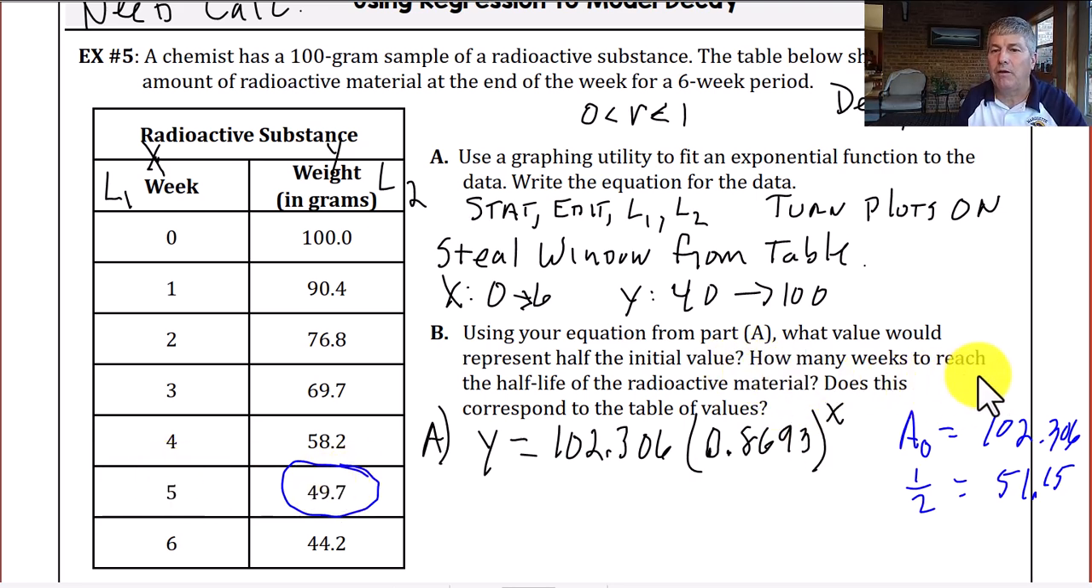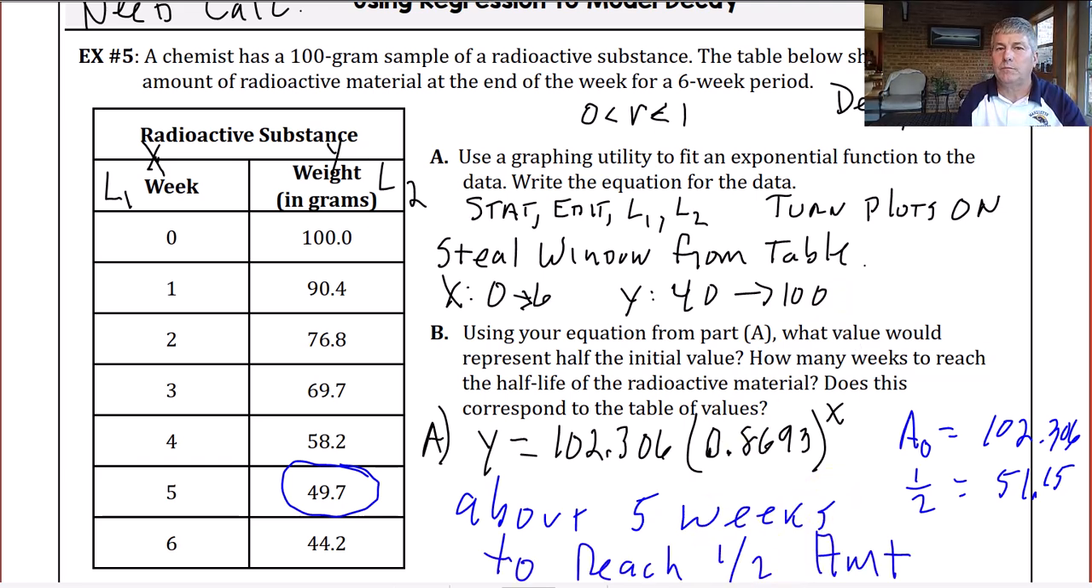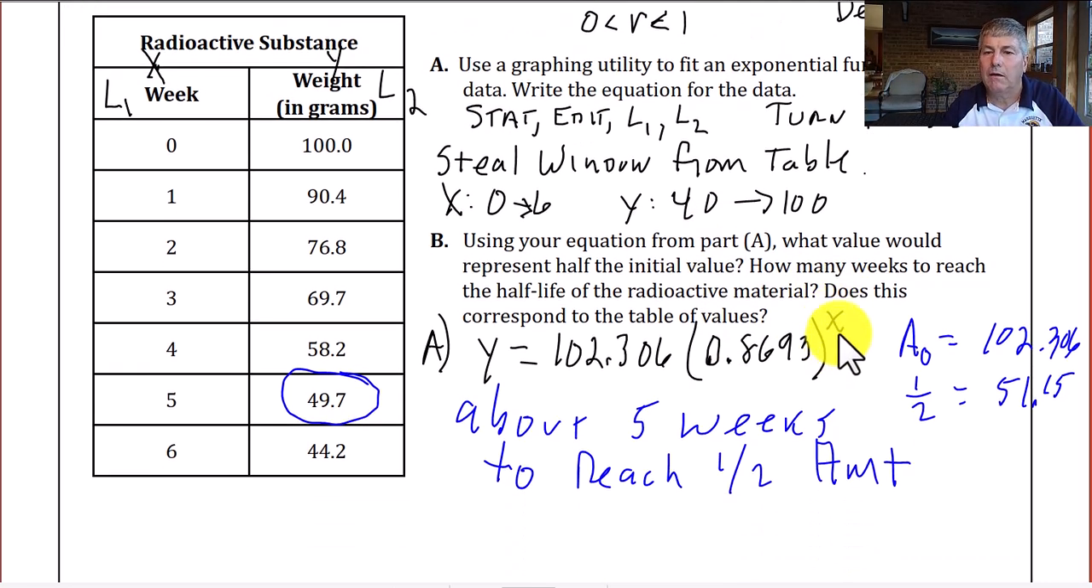And sure enough, how many weeks to reach the half-life of the radioactive material would it take? Well, we figure this would take about 5 weeks, because that is consistent with what our table says as well. So about 5 weeks to reach half of the amount.